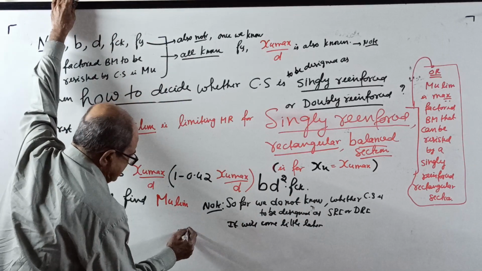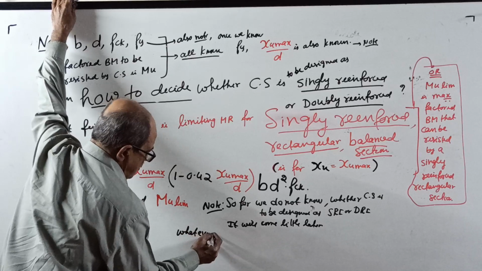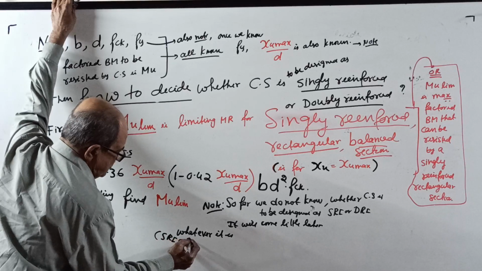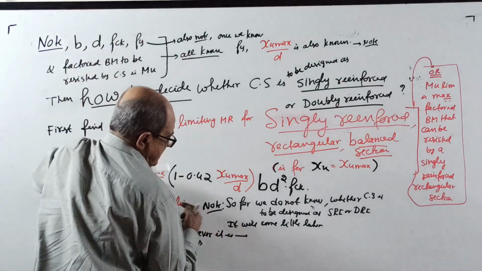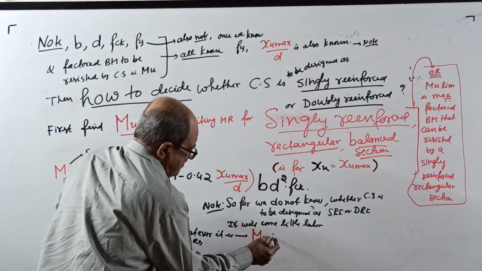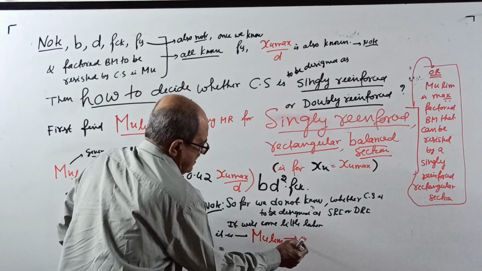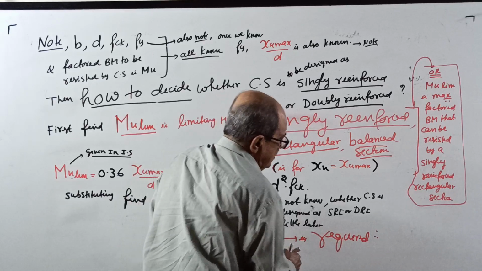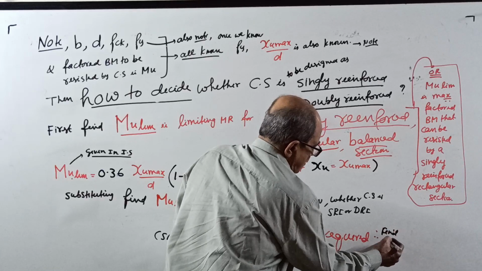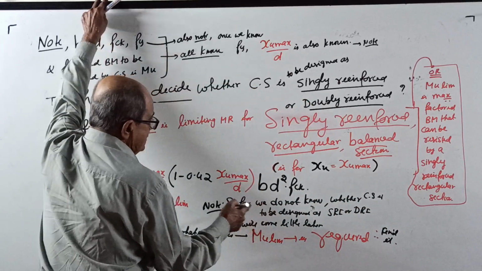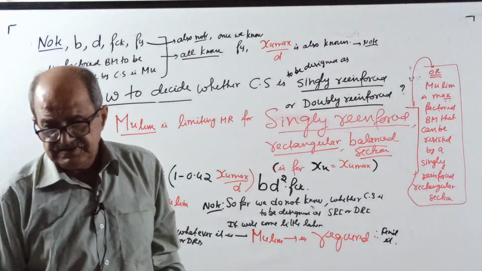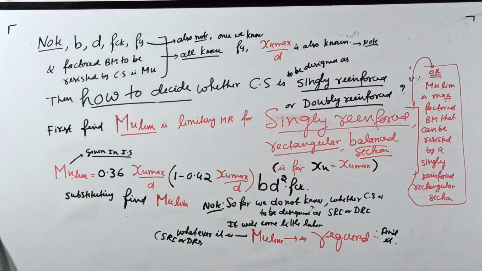Then whatever it is, SRI or DRI, Mu limit is required. Therefore, find it using the formula for Mu limit. So now you know Mu limit. Now I will write the next part. See, I am writing all in bold letters. Why? So that everything is crystal clear.